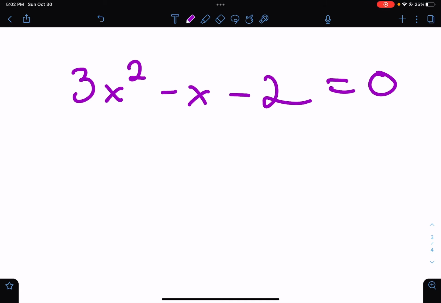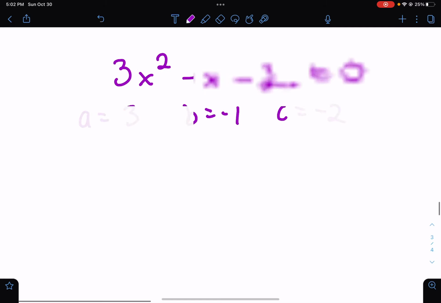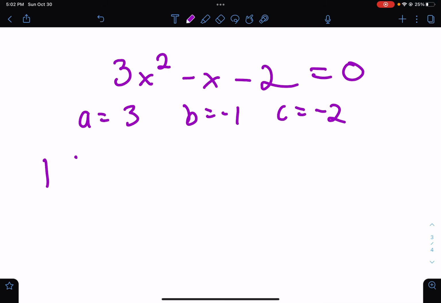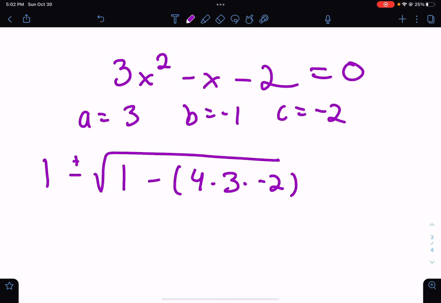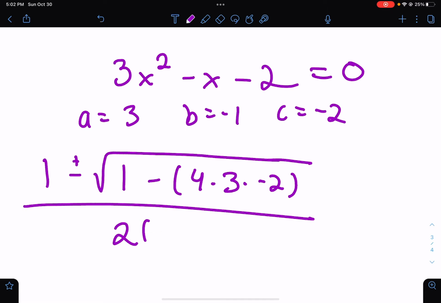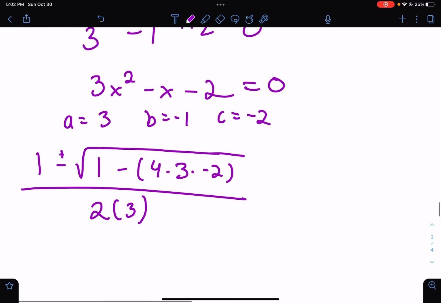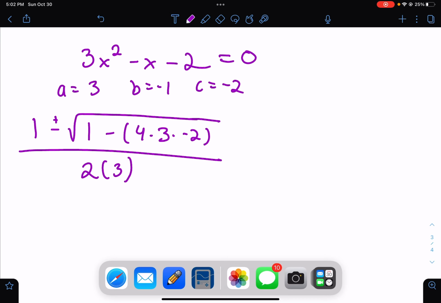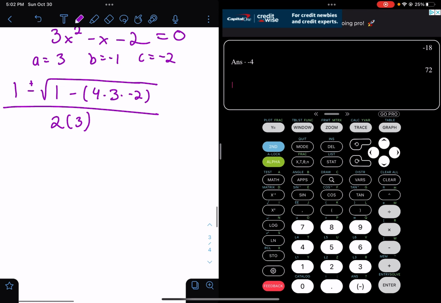But since it has a leading coefficient, I'm going to go ahead and use the quadratic formula. So you know that a is 3, b is negative 1, and c is negative 2. So we're going to do the opposite of b plus or minus the square root of b squared, which, negative 1 squared is positive 1, minus 4ac, all over 2 times a. All right? And we can go to our calculator and plug this in.